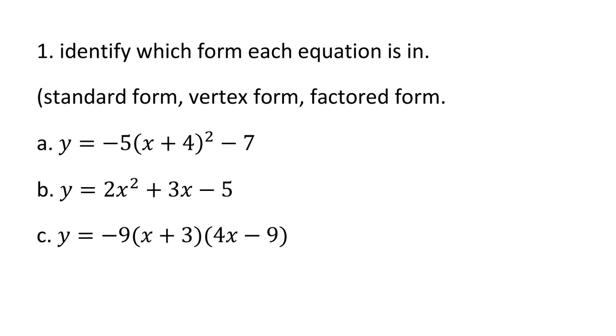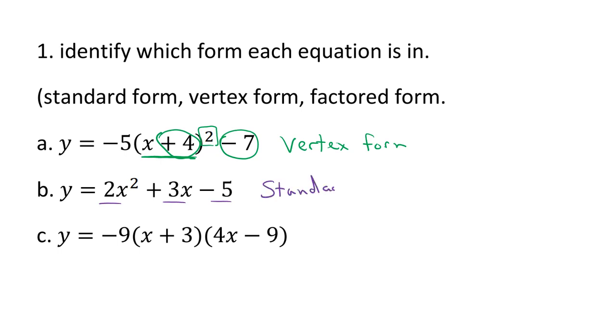The one with the parentheses with the square, that's vertex form, because you can see the vertex here and here. The one with absolutely no parentheses, that's standard form. The one with two parentheses, that's factored form.